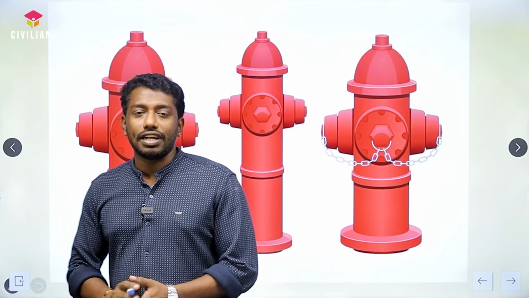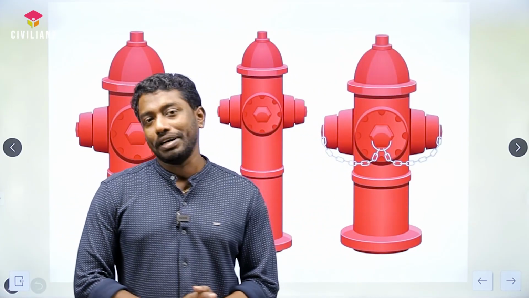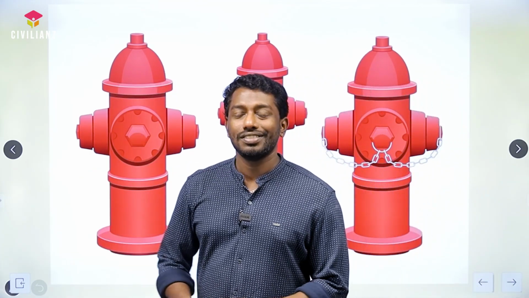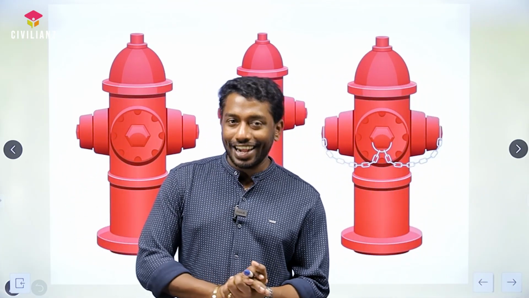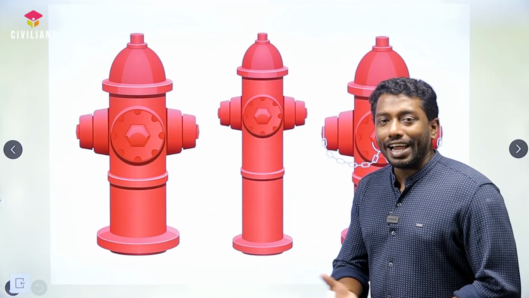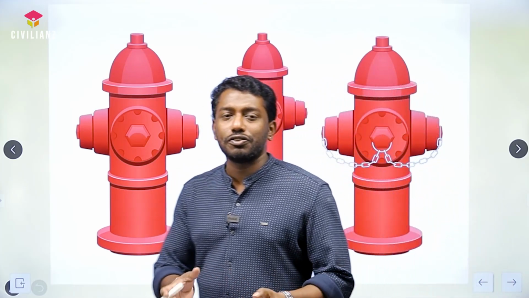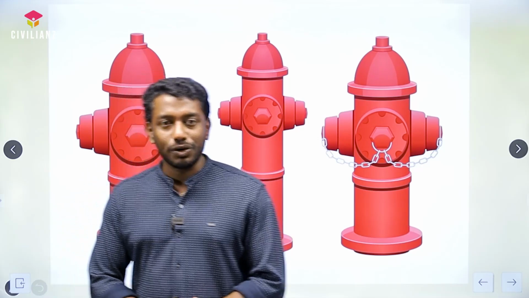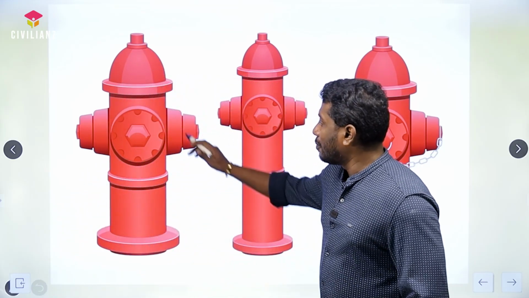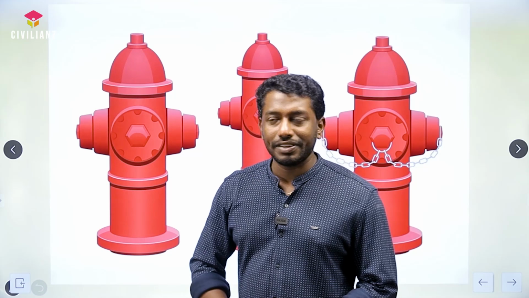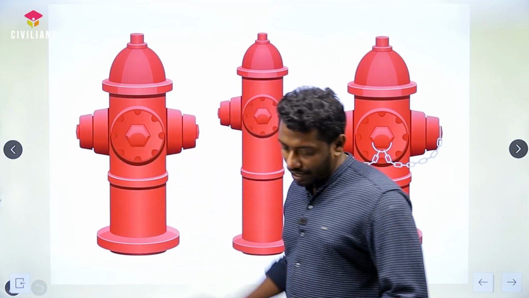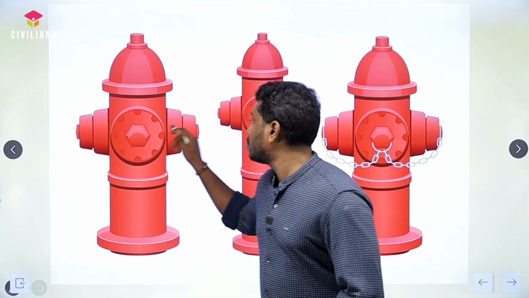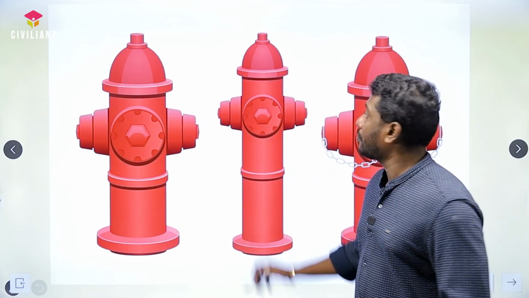Next we have to study fire demand. You all are familiar with this thing, no? This is known as fire hydrant. So fire demand is demand used for extinguishing a fire, fire outbreak. We all know that, right? While looking at this fire hydrant, we can see we can take three streams from each fire hydrant. 1, 2, 3. Three streams.